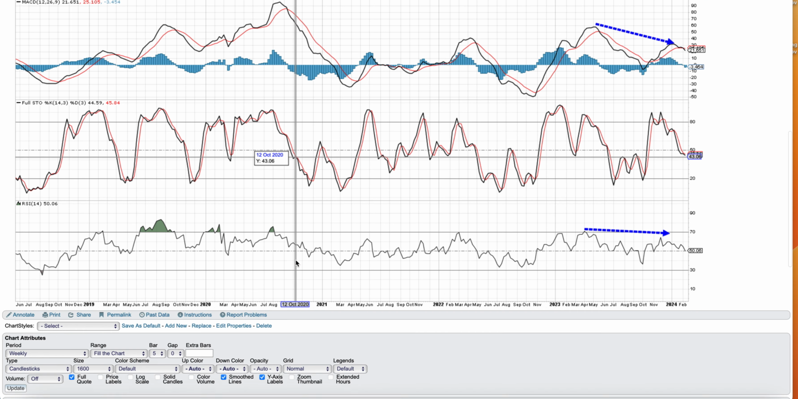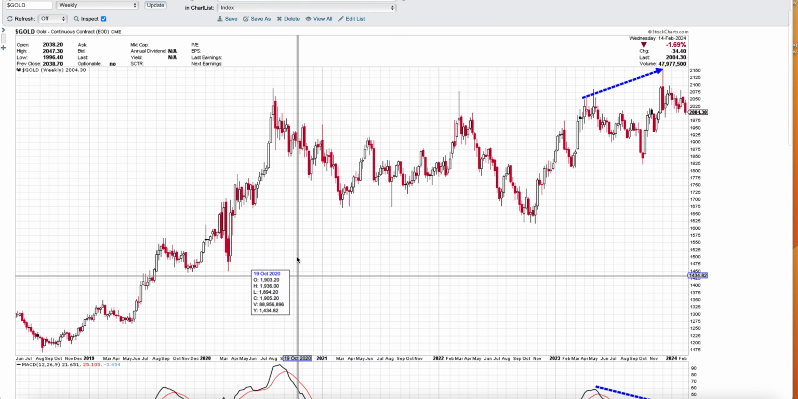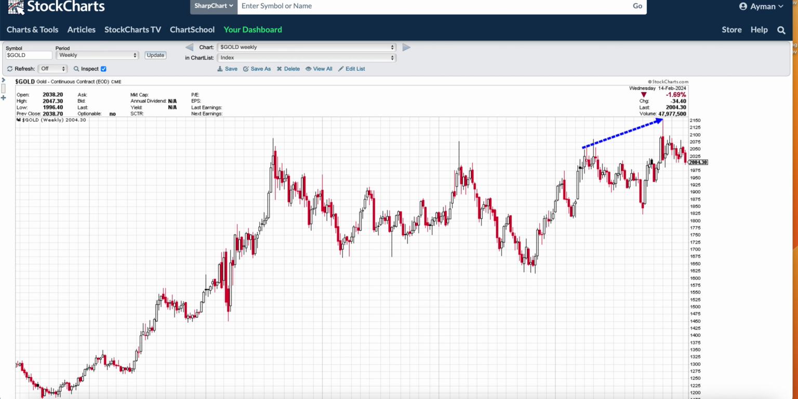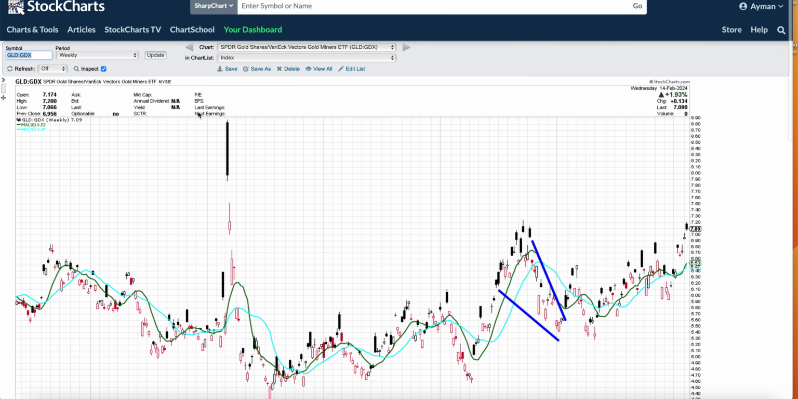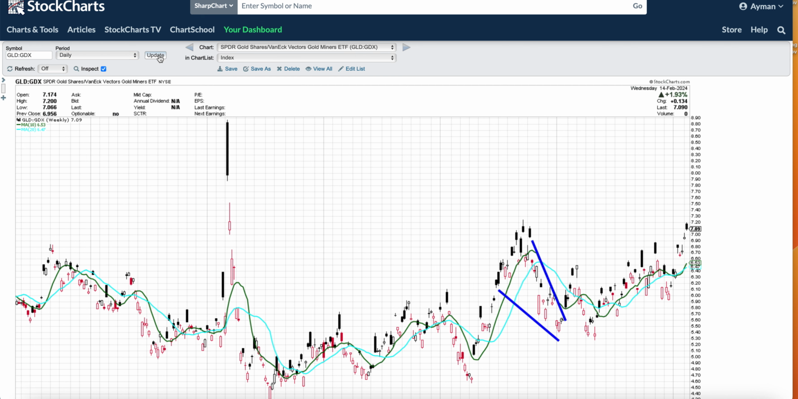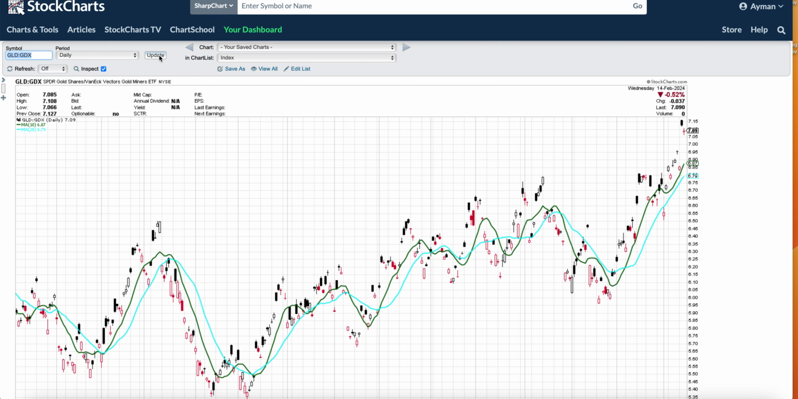Okay, it's my own strategy. So I looked at the daily, the weekly. None of them so far is doing good. So you start with the gold price action. Then you do GLD GDX, which is the ratio between gold and the ETF for gold miners, GDX.